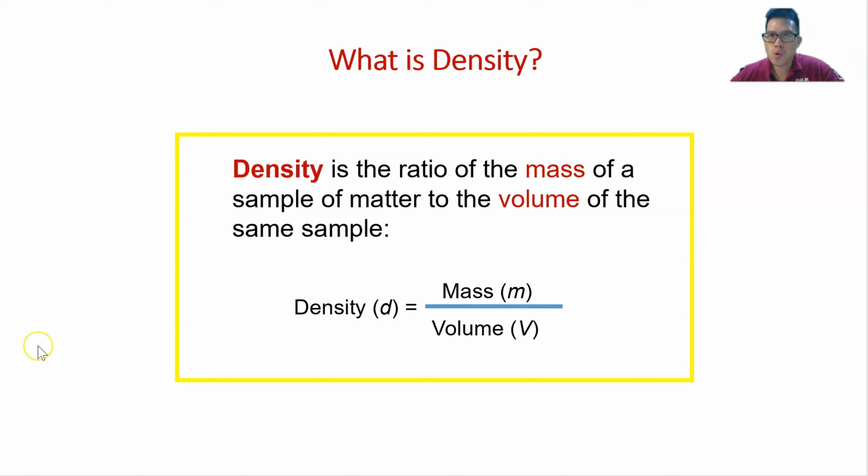So density is also closely related to the state of matter. Usually the gaseous state has very low density. Liquid is slightly higher, and the highest is actually solid. But if you're comparing solid and solid, different metals have different densities as well. Some solids have higher density, some solids have lower density. Okay, so it really depends.